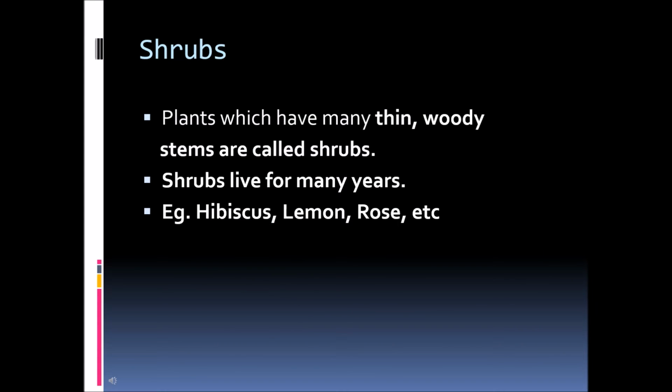Next type is shrubs. Shrubs are plants which have many thin woody stems. These stems would be a little stronger when compared to herbs. Here one or two woody branches are present and these shrubs live for many years. Examples are hibiscus, lemon and rose. So these are some of the examples of shrubs.